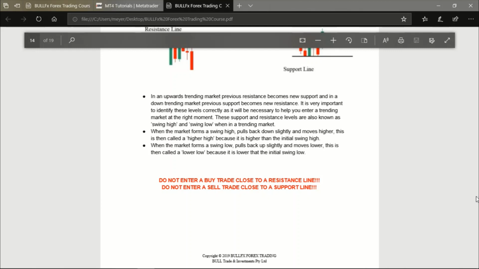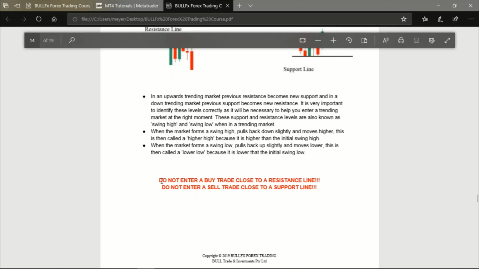When the market forms a swing high, pulls back down slightly and then moves higher, this is then called a higher high because it is higher than the initial swing high. When the market forms a swing low, pulls up slightly and moves lower, this is then called a lower low because it is lower than the initial swing low.